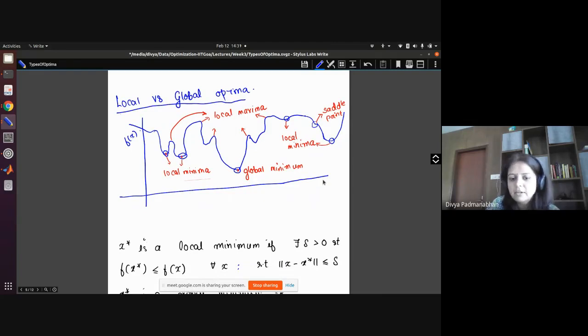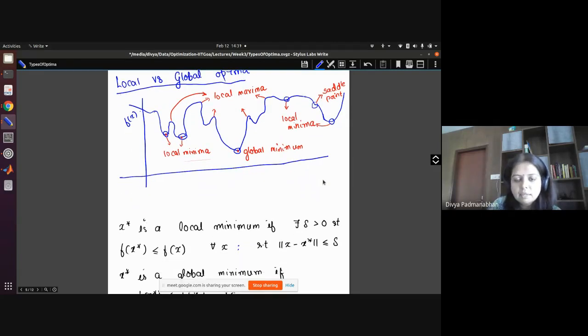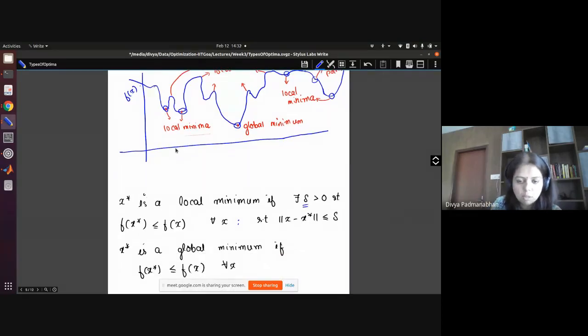To characterize them mathematically, x star is a local minimum if you can find a neighborhood around it such that f of x star is less than or equal to f of x for all x in that neighborhood. So this delta is what helps you identify a neighborhood. That's exactly the notion: in a local region around it, you are better at x star. Now, in the case of the global minimum, x star is a global minimum if f of x star is less than or equal to f of x for every x. So that's why this is the global minimum.